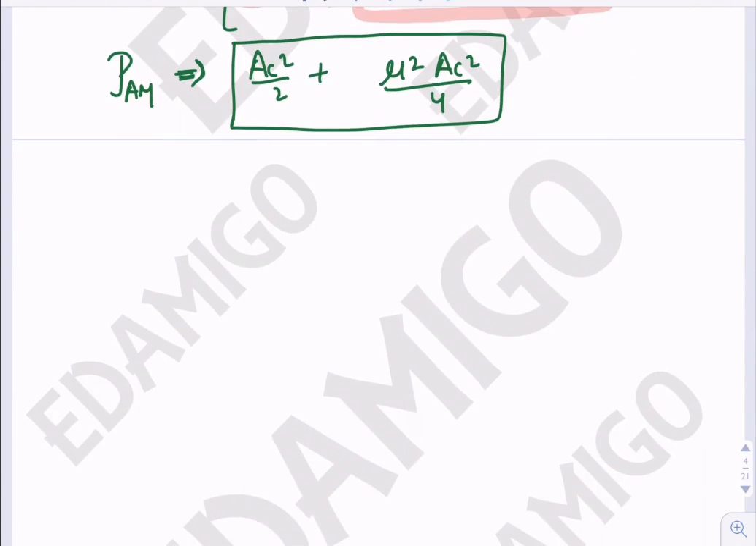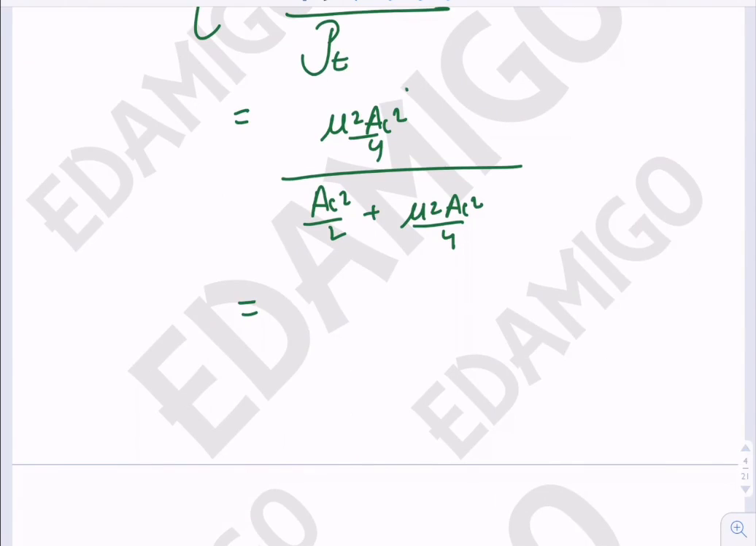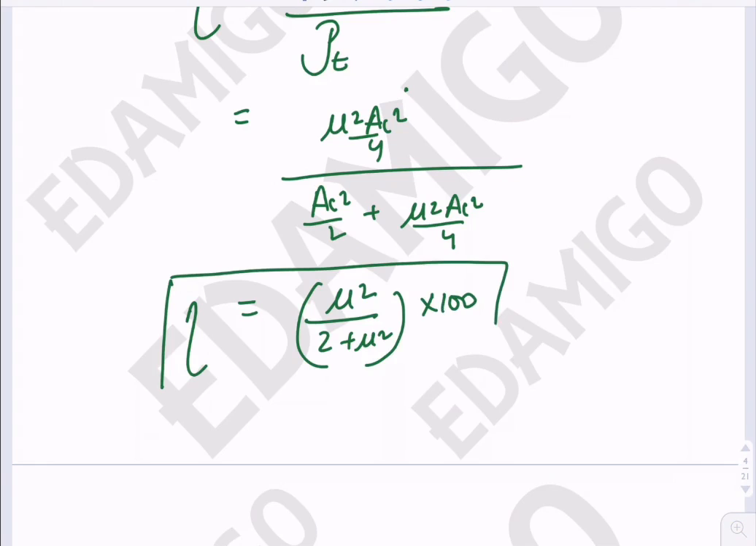Now the efficiency of the AM signal is equal to the power in the sideband divided by the total power. So the power in the sideband is mu square AC square by 4 upon AC square by 2 plus mu square AC square by 4. We will cancel AC square by 4, so we will get mu square upon 2 plus mu square as the efficiency, and if we multiply it by 100 we will get the answer in percentage. Okay, so this is the solution to the problem. This is the efficiency.